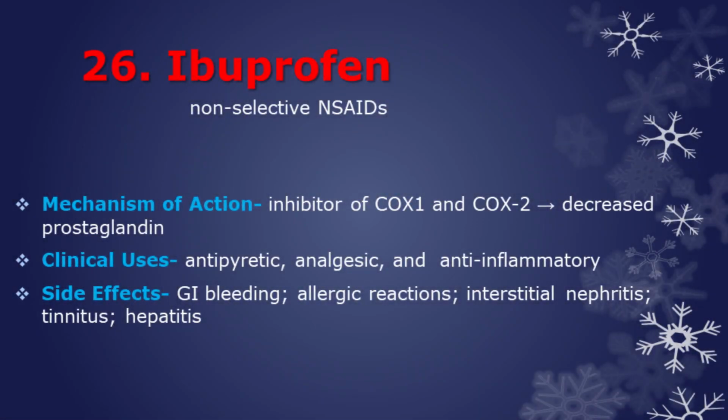Next drug is ibuprofen, a non-selective NSAID. Ibuprofen is a reversible inhibitor of cyclooxygenase 1 and cyclooxygenase 2. Inhibition of COX-1 and COX-2 reduces the conversion of arachidonic acid to prostaglandin precursors, resulting in decreased prostaglandin synthesis. There are many uses for ibuprofen, including use as an antipyretic, an analgesic, and an anti-inflammatory, including the treatment of rheumatoid arthritis and osteoarthritis. Side effects are GI bleeding, allergic reactions, interstitial nephritis, tinnitus, hepatitis.